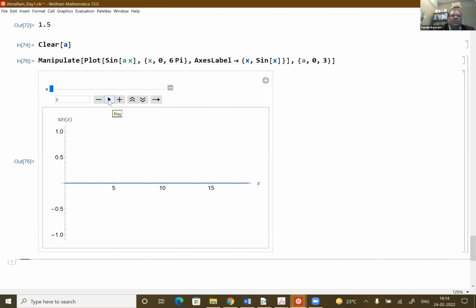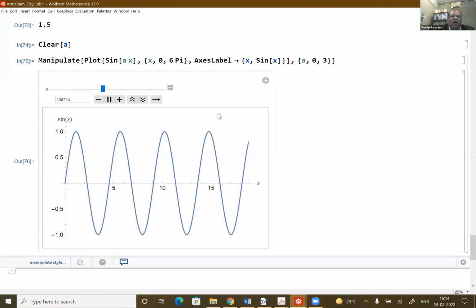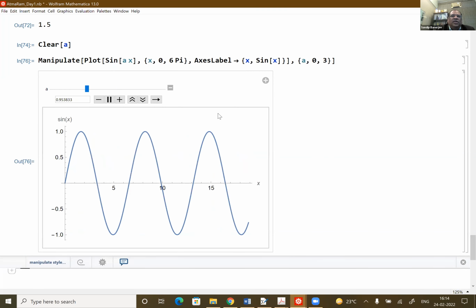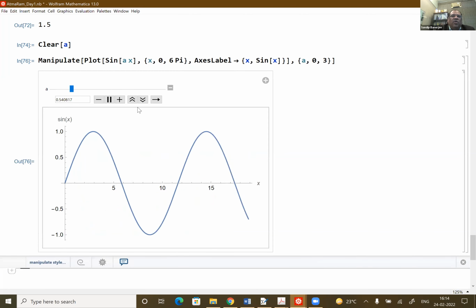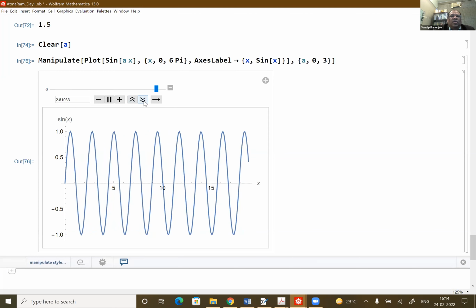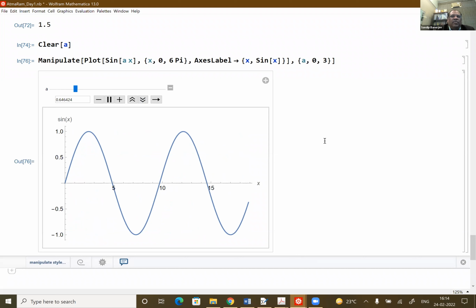Now if I start this playing, you can now see how your curve changes as the value of A is varying. I can slow it down. This is the faster, this is the slower. So I've slowed it down a little and you can see.